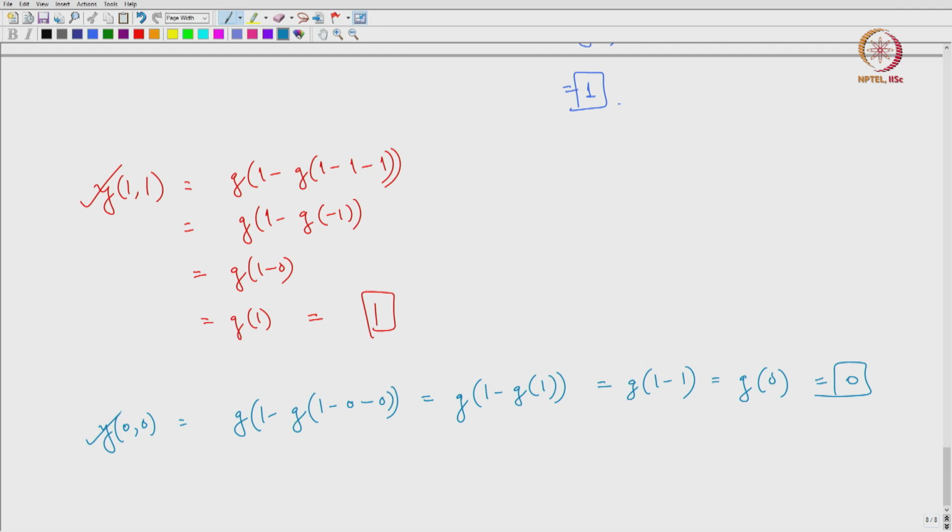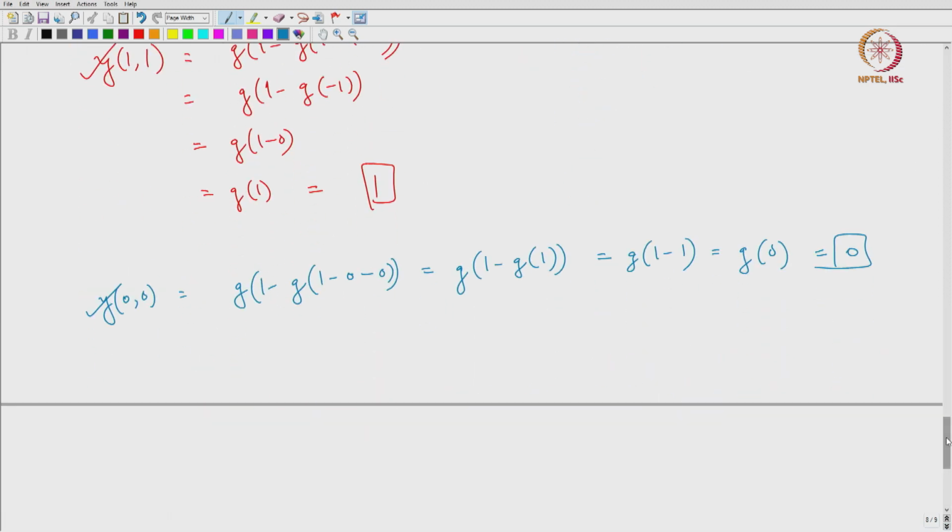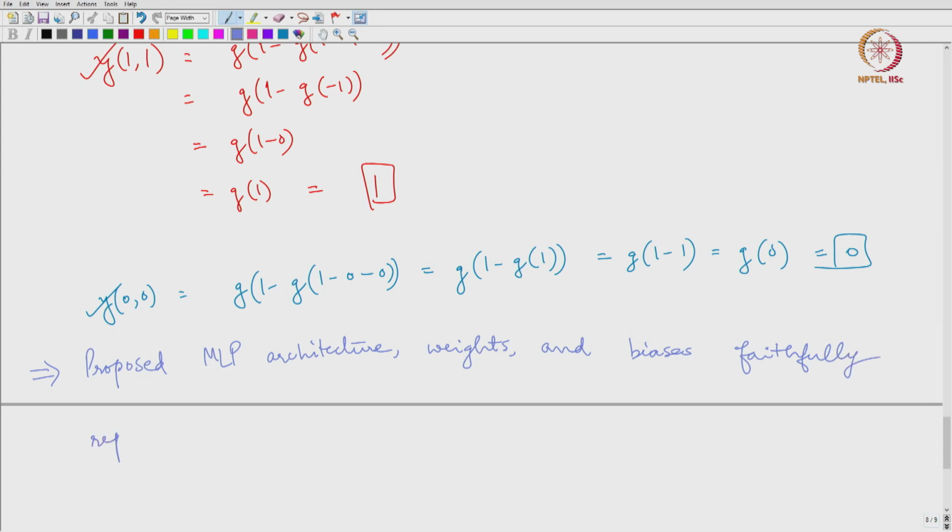So this means that the proposed multi-layer perceptron is able to represent the OR logic gate. So the proposed MLP architecture, weights and biases faithfully reproduce the output of the OR logic gate.